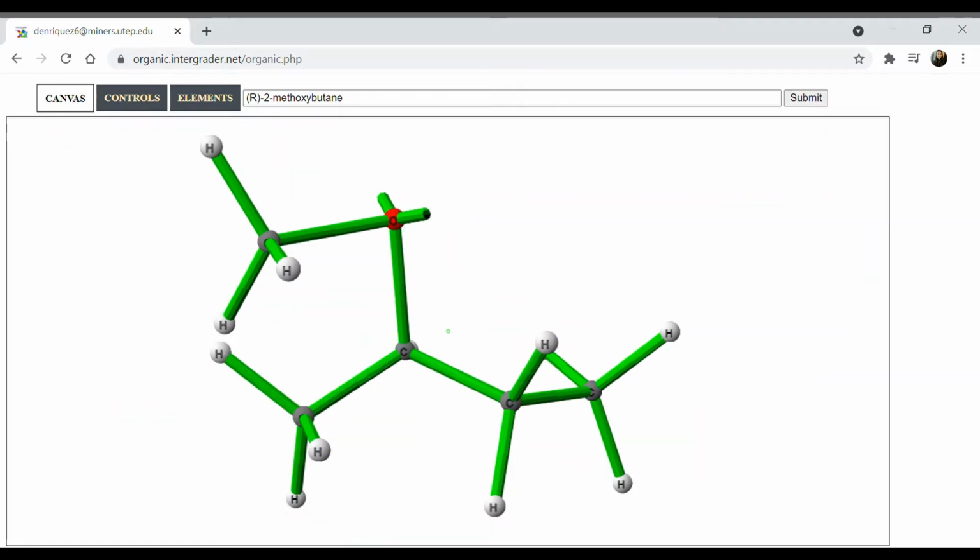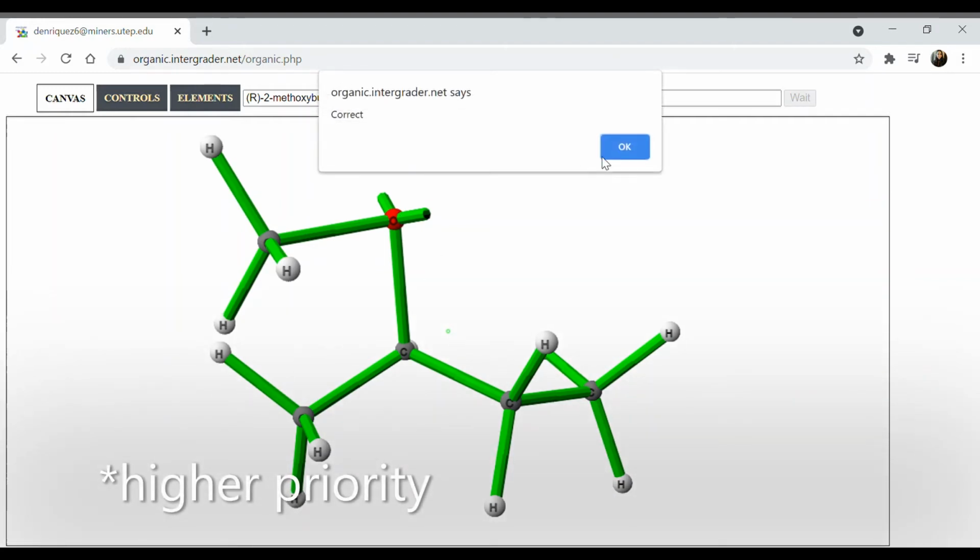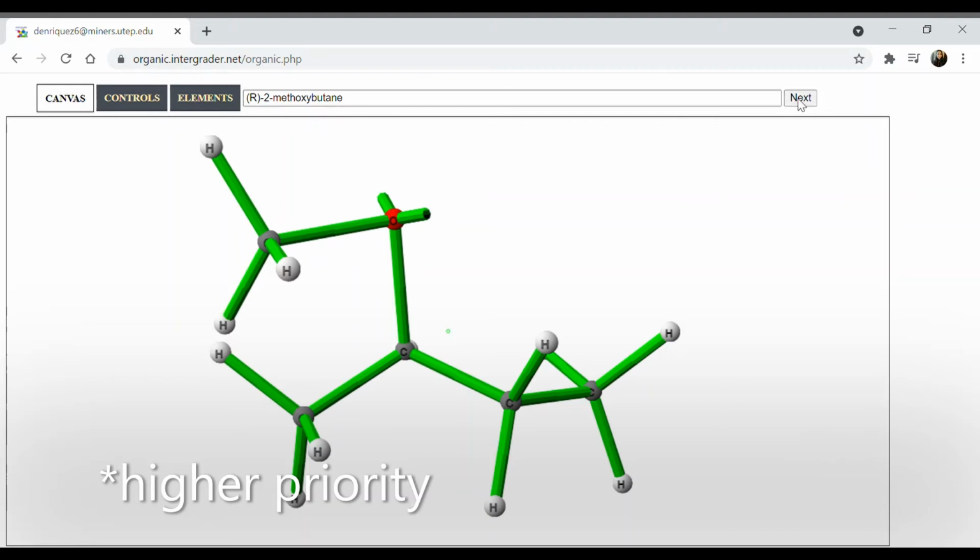I hope that helped a little bit. And the reason oxygen is higher conformation than carbon is because it weighs more on the periodic table.